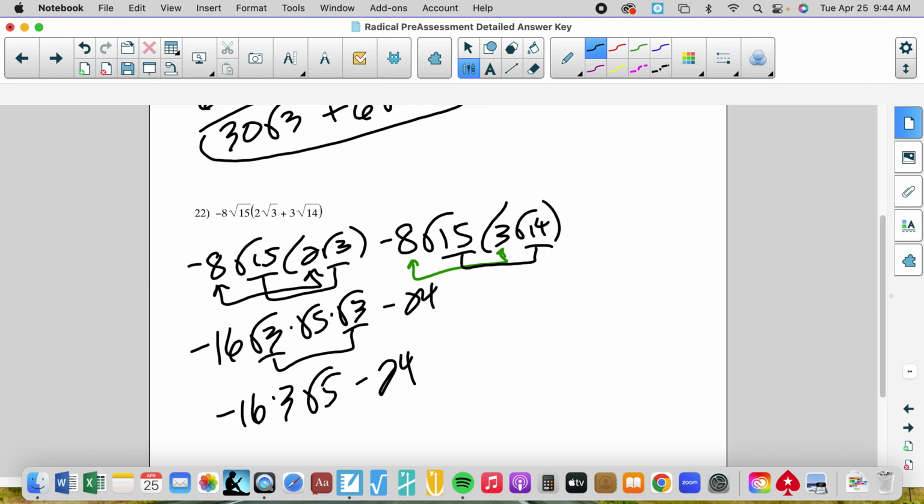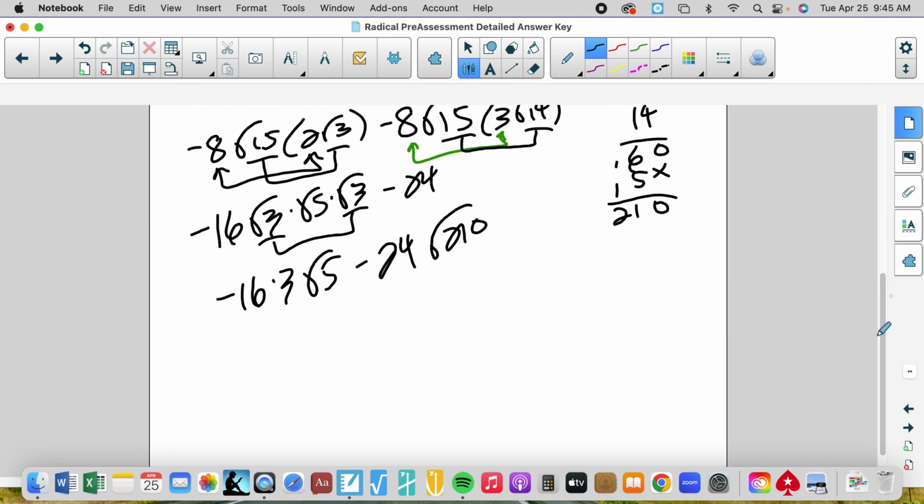No common factors. I've got to multiply 14 times 15, which is 210. Rad 210. You should be able to multiply two-digit numbers that quickly. If you're not well versed at that, you need to do some practicing.